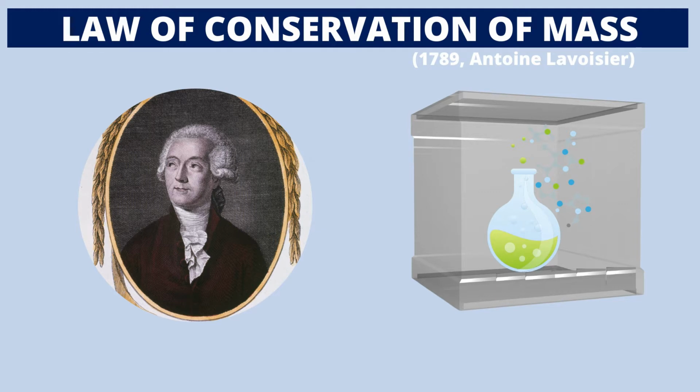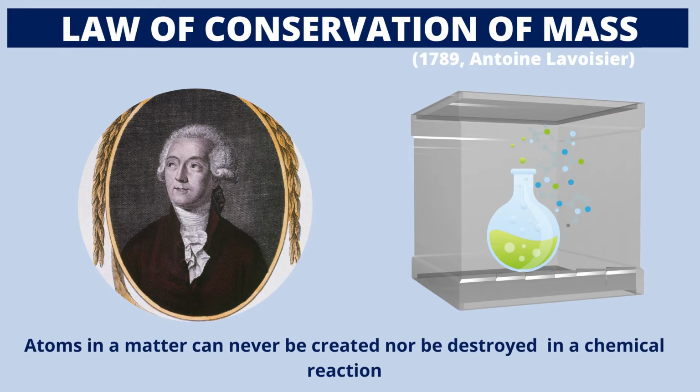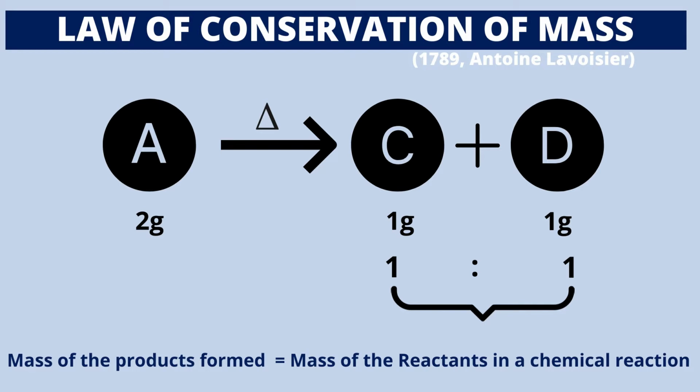the theories on the conservation of mass and the law of constant composition. In 1789, Lavoisier gave the law of conservation of mass. According to him, atoms in matter can never be created nor destroyed, but they can be moved around and can be changed into different kinds of particles. For example, if we heat 2 grams of compound A and it converts into products C and D, the total mass of the two products formed will be equal to the mass of the reactant A in this chemical reaction.